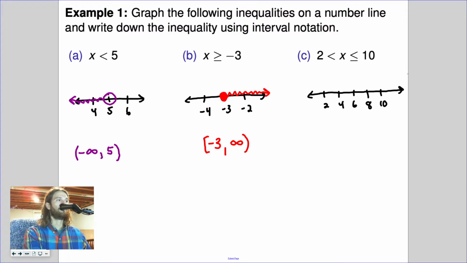Fantastic. Now, this last inequality is what's called a compound inequality. So there are two inequalities, both of which have to be satisfied, okay? The first is right here. This is 2 is less than x. 2 is less than x can be rewritten as x is greater than 2. So we're looking for numbers that are greater than 2, but also less than or equal to 10. So we're looking for numbers that are greater than 2, but less than or equal to 10.